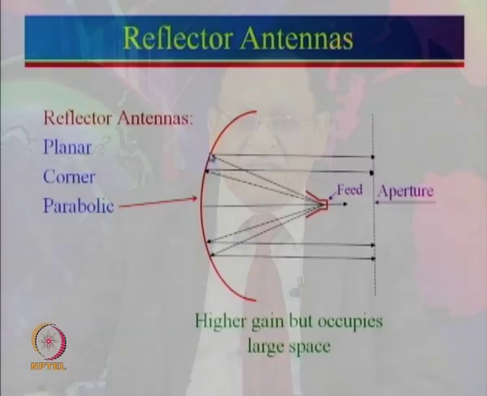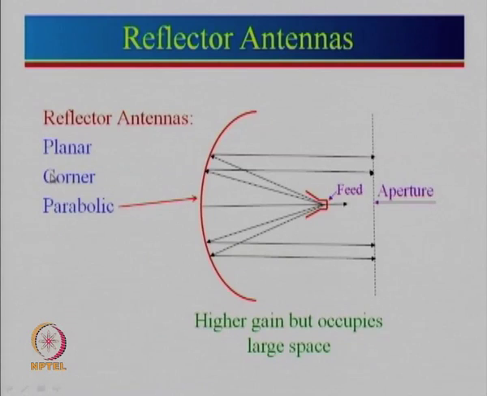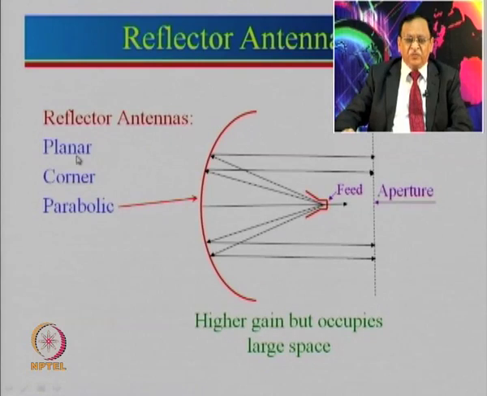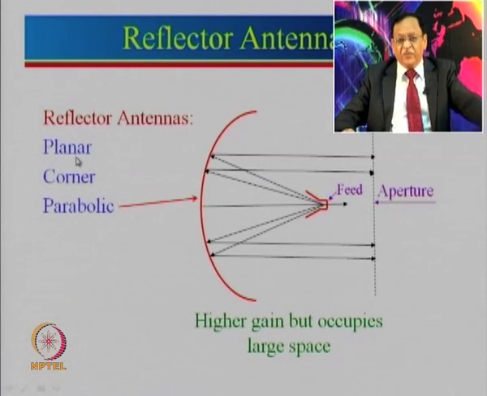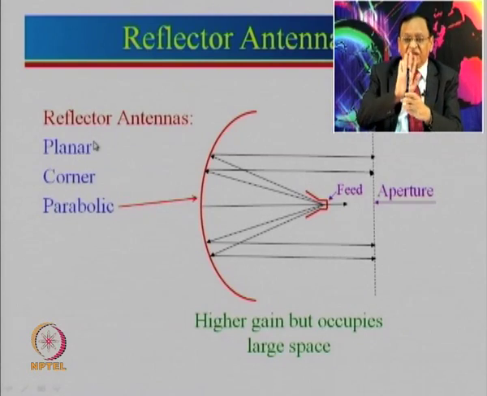Then we will talk about reflector antenna. Now there are three main categories of reflector antennas. One is known as a planar reflector. A planar reflector is nothing but, let us say, you have a dipole antenna, and you put another, let us say, a metallic plate here. So that will be a planar reflector antenna.